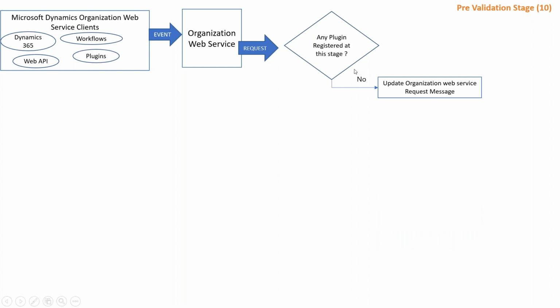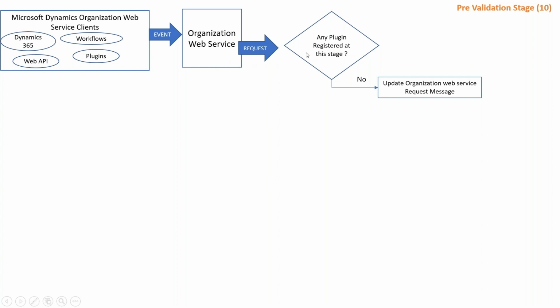Here, one thing you need to remember is, if no plugin is registered at this stage, it will update the organization web service request message. It checks whether any plugin is registered in this stage. Assume I filled some information in Dynamics 365, suppose email and name. Now it passes that event, either create or delete, whichever type of event. It will check this in the organization web service request.